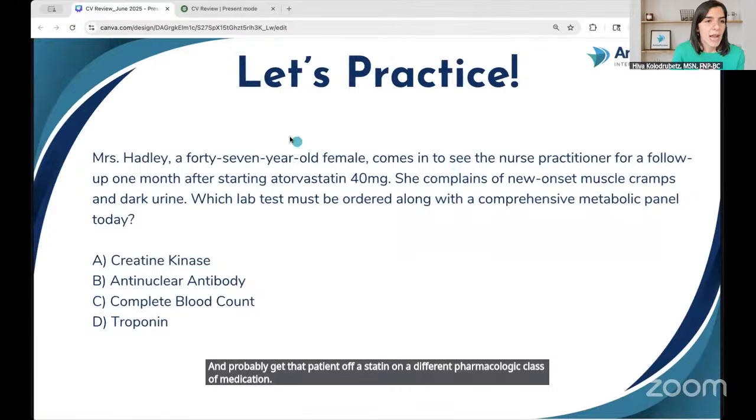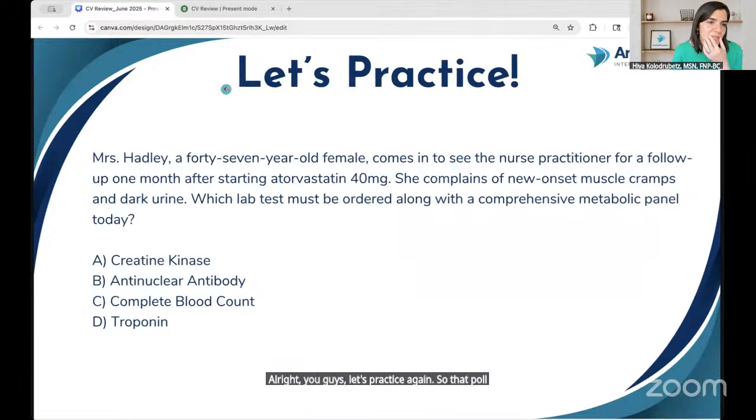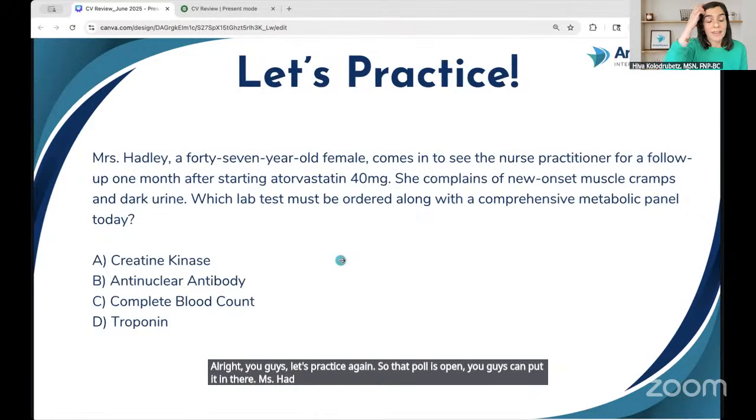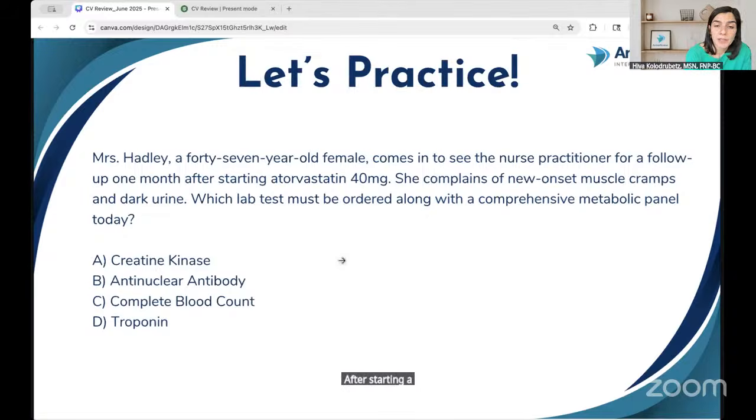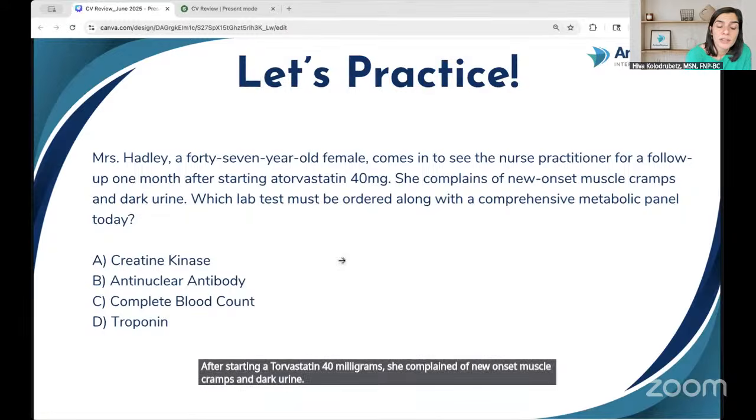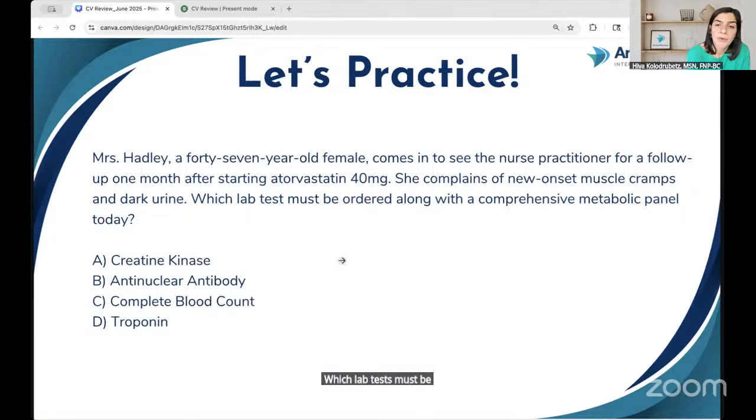All right, you guys, let's practice again. So that poll is open. You guys can put it in there. Miss Hadley, a 47-year-old female, comes in to see the nurse practitioner for a 1 month follow-up. After starting atorvastatin 40 milligrams, she complains of new onset muscle cramps and dark urine. Which lab tests must be ordered along with a comprehensive metabolic panel, or CMP, today?